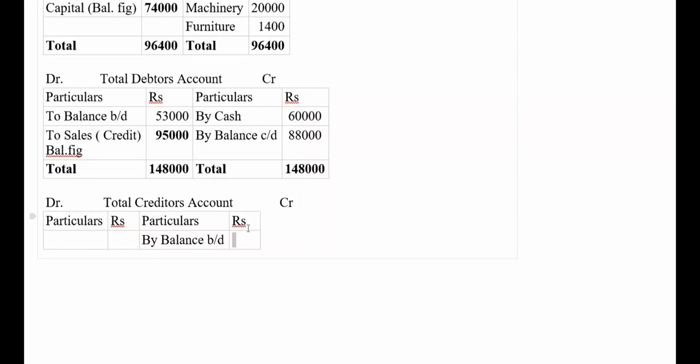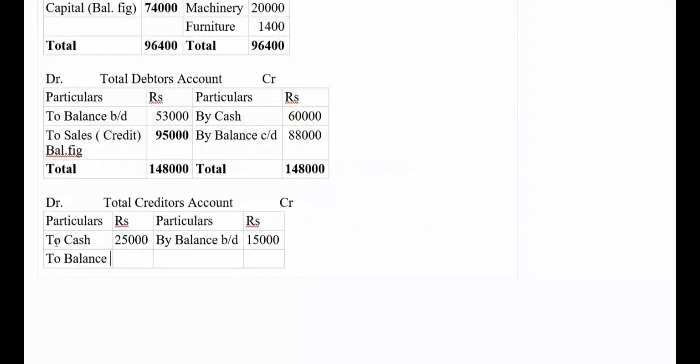So 15,000. Then when the cash is paid to creditors, then the entry will be total creditors account debit to cash account. So how much is the cash paid? That is given in the summary of cash book here. So 25,000. Next, to balance carried down, that is given as rupees 20,000.